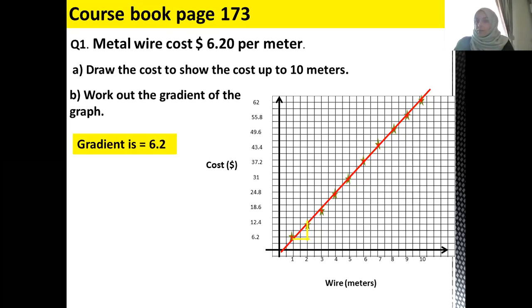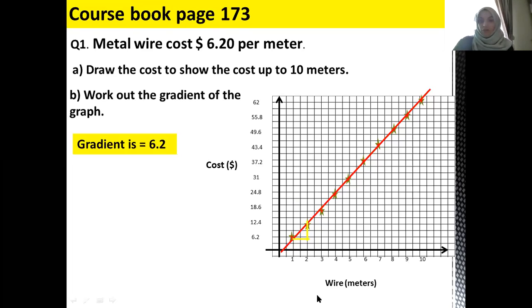Okay, and so on. After you draw the graph, it asks you what the gradient is. The gradient is very clear. I have one jump vertically. We agreed that it's 6.2 over the across, which is 1 unit. So 6.2 over 1, so the gradient is 6.2.